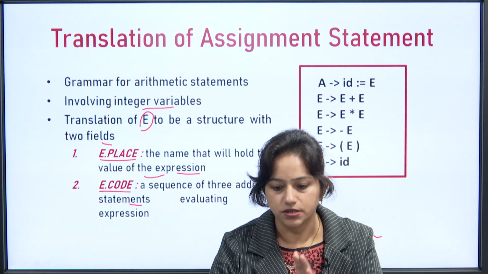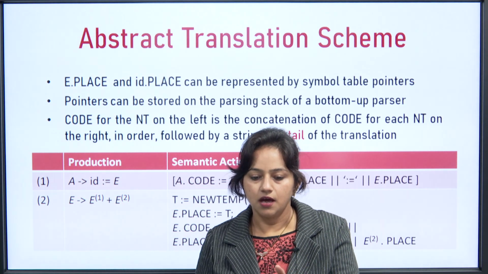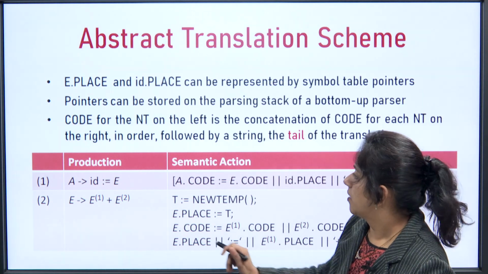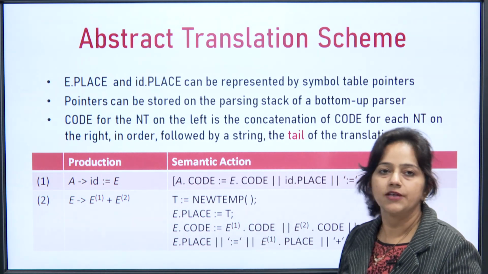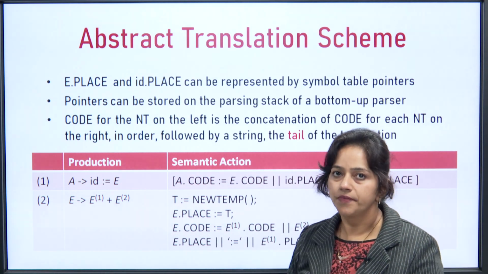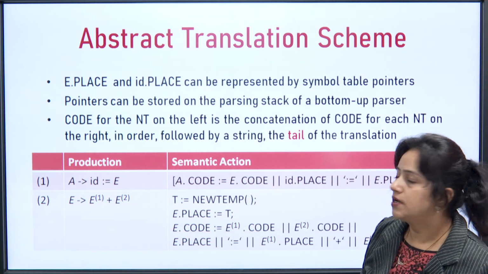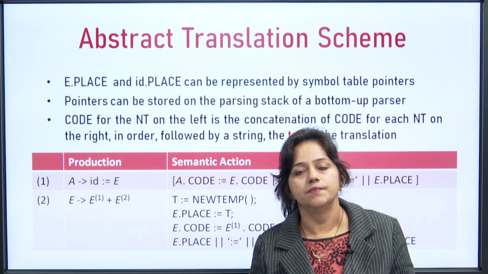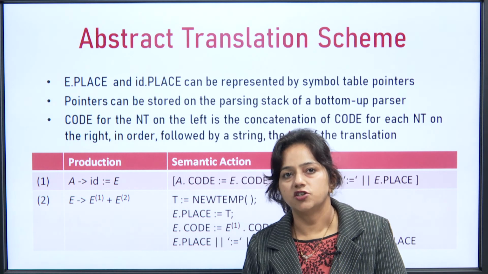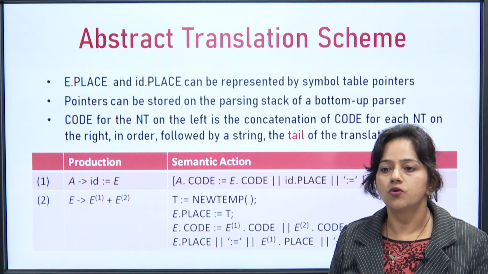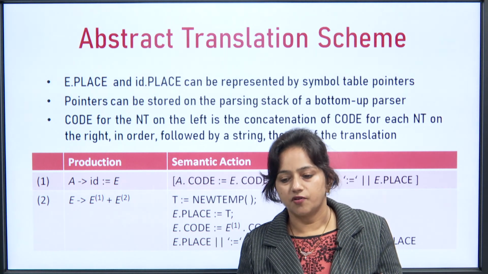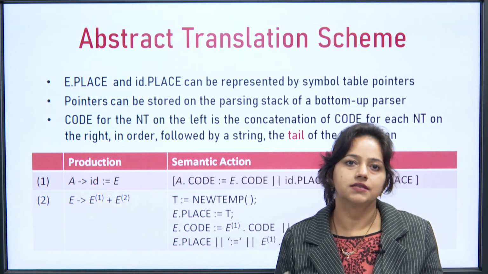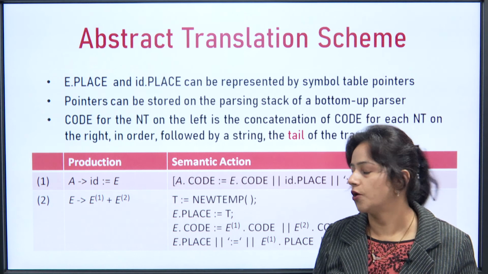Now, we will use the translations here. This is a production, and here we are writing its associated semantic action. This is actually an abstract translation scheme. In the abstract translation scheme we are using the translation schemes for E: one is E.place and the second is E.code.